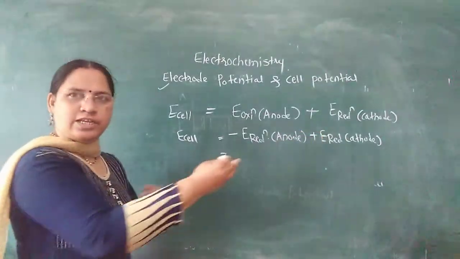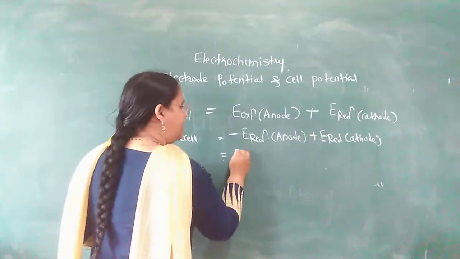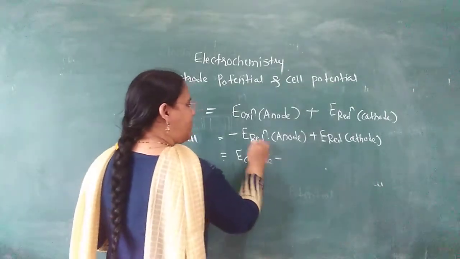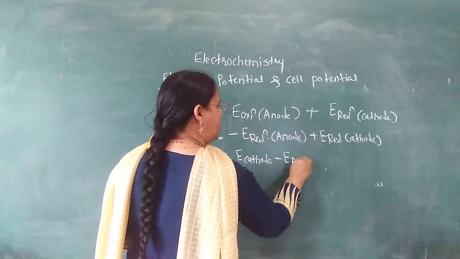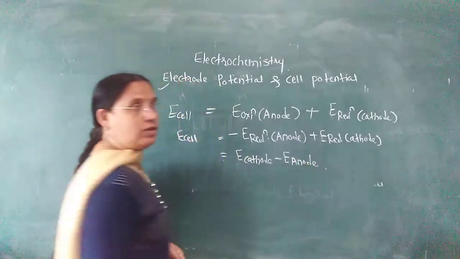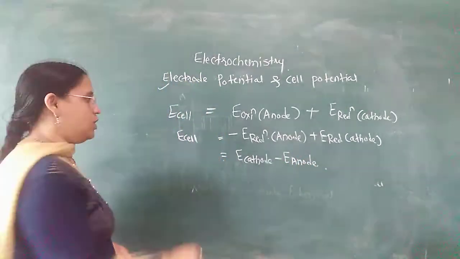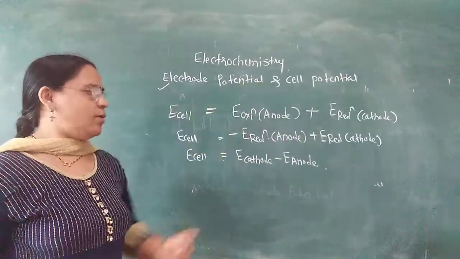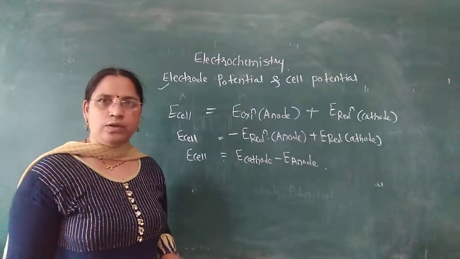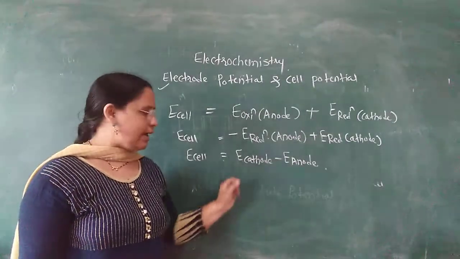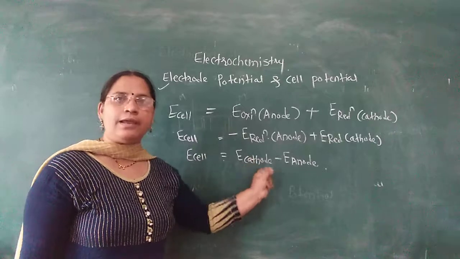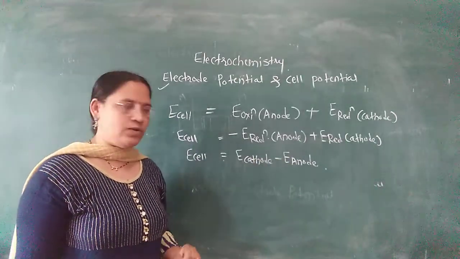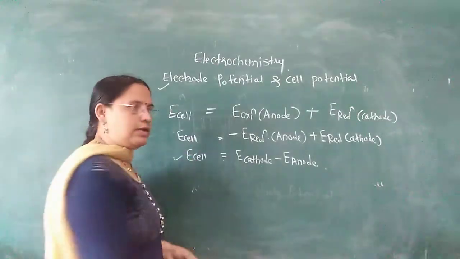Now we rearrange it a little. We get E cathode, which is a reduction potential, minus E anode, and both values are reduction potentials. So the formula to find the EMF of a cell, or cell potential, is E cell equals E cathode minus E anode, in terms of the reduction potential values. This is the formula to find E cell.